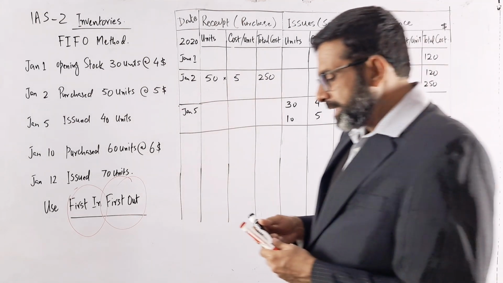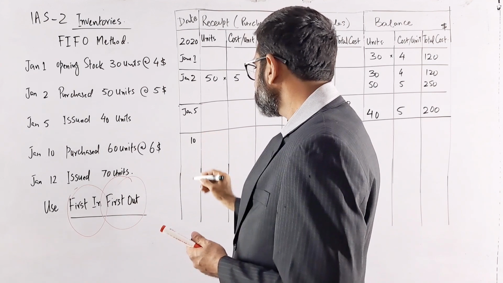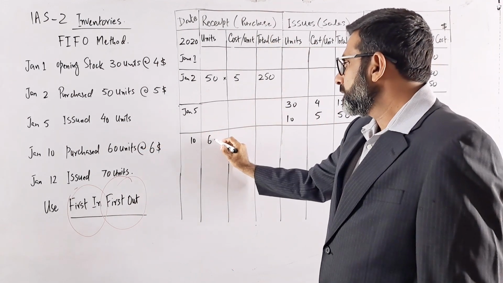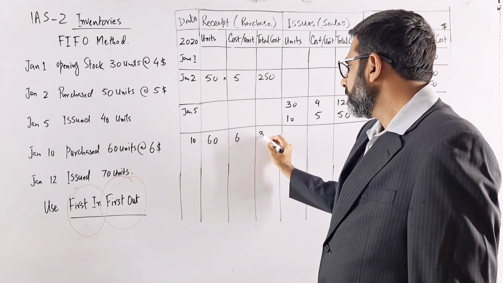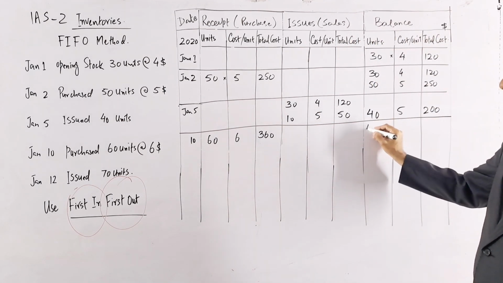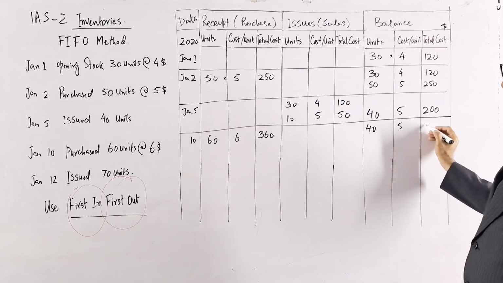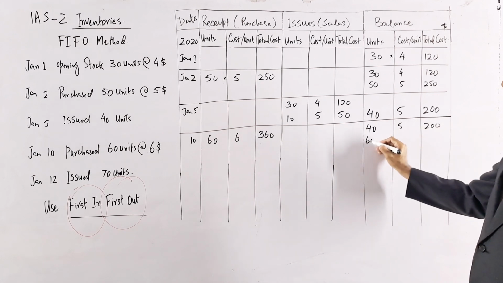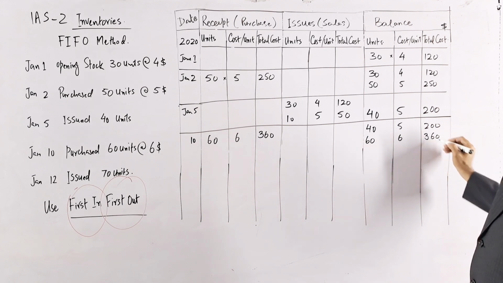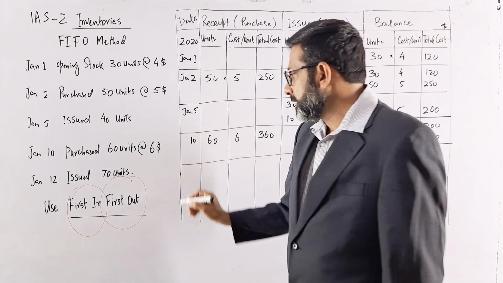Now again, on the 10th of January, they have purchased 60 units. Obviously the purchase will be written here, 60 units at 6, so it will be 360. In the balance, we have 40 units already available from the previous stock, at 5, 200, and then 60 units here at 6, so it will be how much? It will be 360, and then again this transaction is complete.